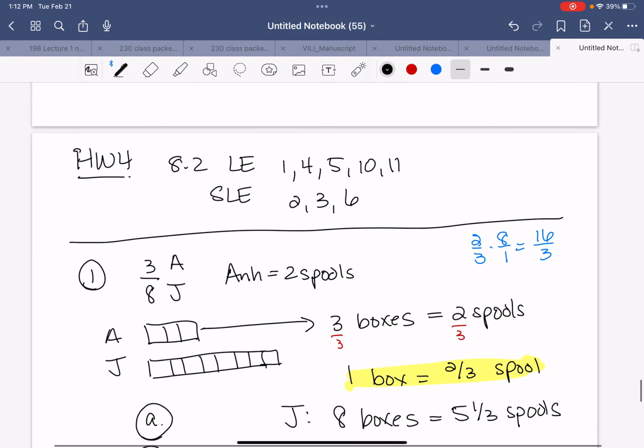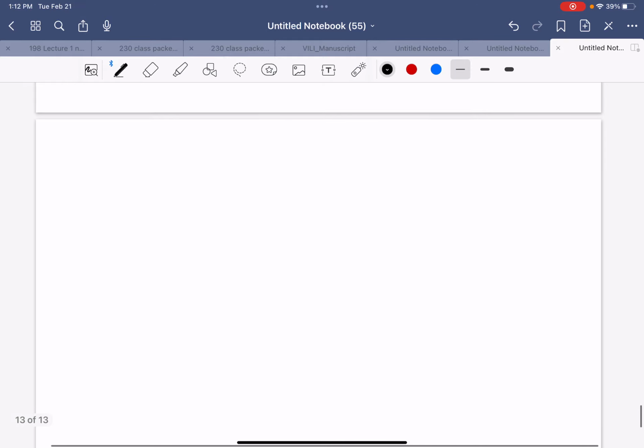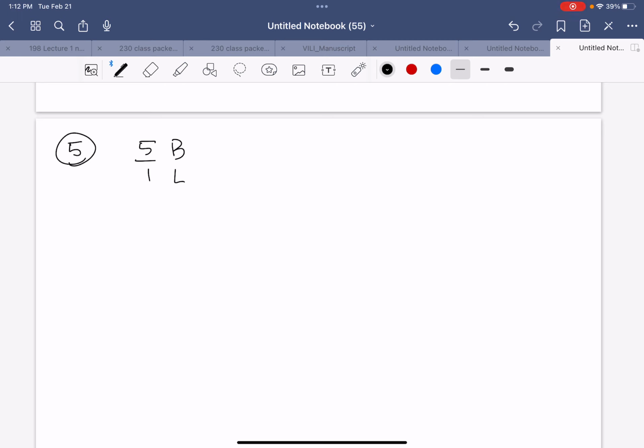Next on the list is number 5. Number 5, the big dog weighs 5 times as much as the little dog. So 5 to 1, big to little. The little dog weighs 2/3 as much as the medium. So 2/3 is little to medium. The medium-sized dog weighs 12 pounds more than the little dog. So medium is 12 plus the little.